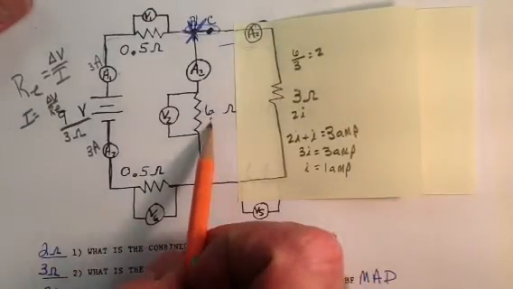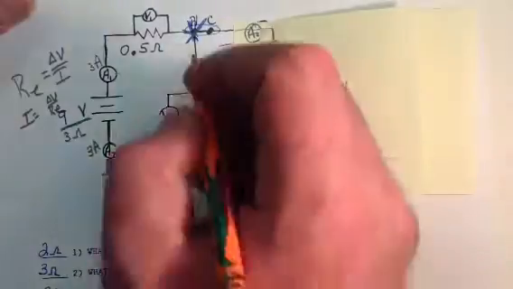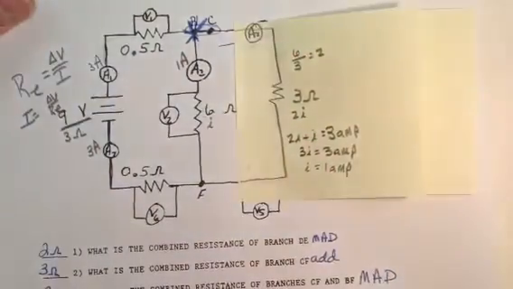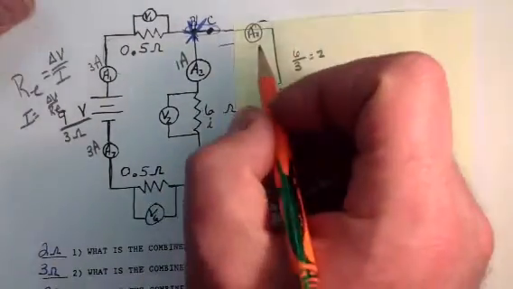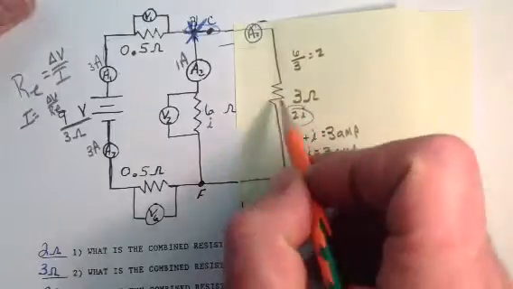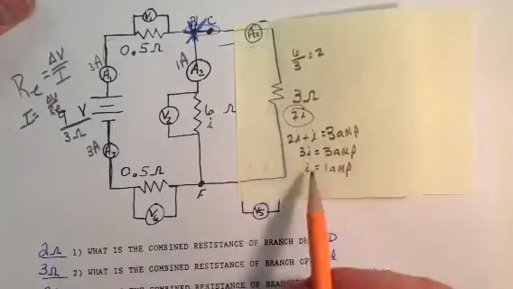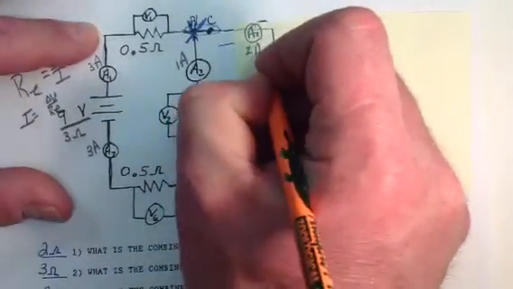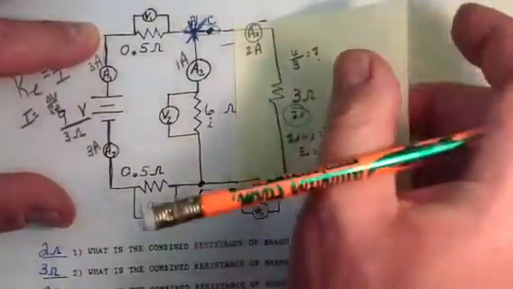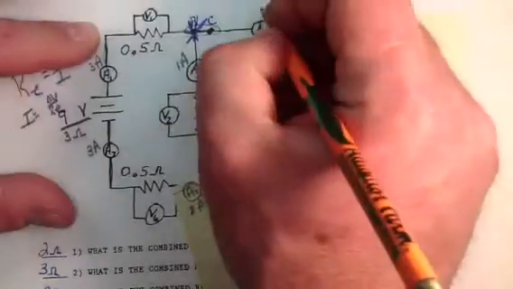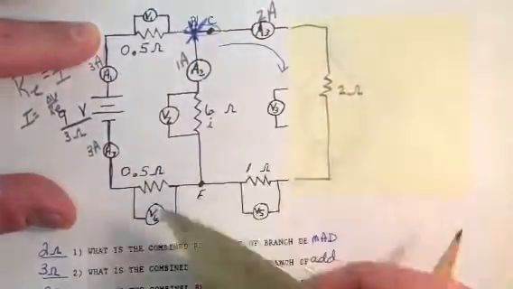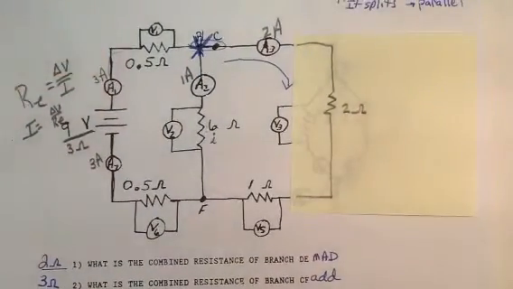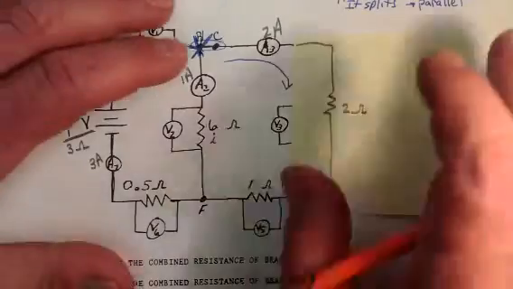Since I is right here, this branch gets 1 amp of current. Since 2I is over here, I take 2 multiplied by my 1 amp, and this will be 2 amps. So I'm going to peel this back and put 2 amps right there, because that's how much I have.